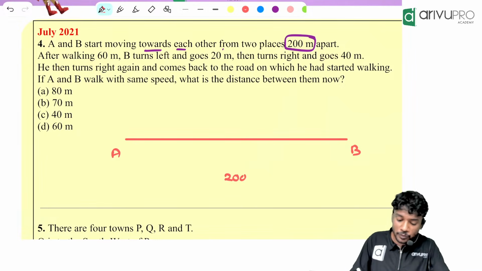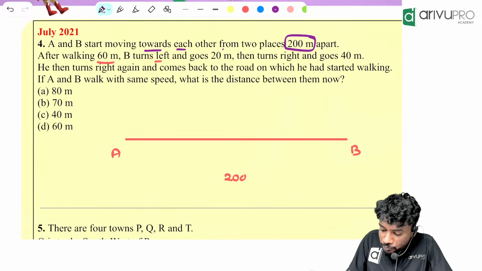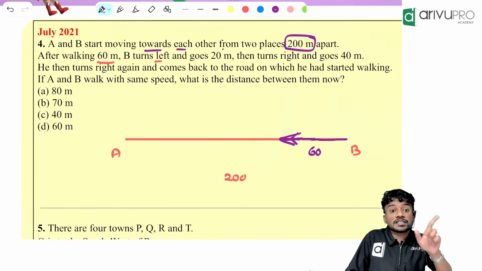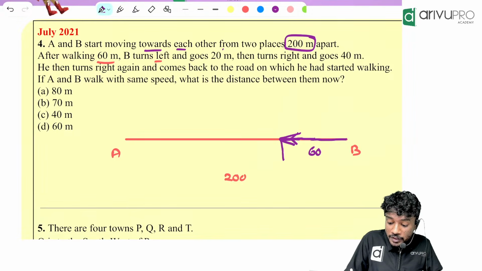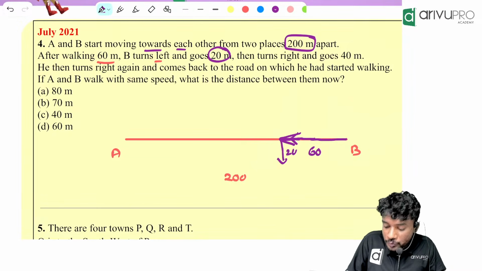Then what happened to these people? After walking 60 meters, B turned left. For example, B is coming this way, and after walking 60 meters, till here, he turned left. Left of west is what, people? South. And walked how many meters? 20 meters. Correct? Till here, 20 meters.